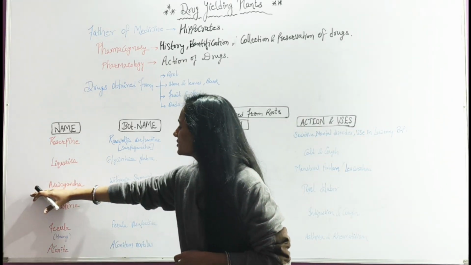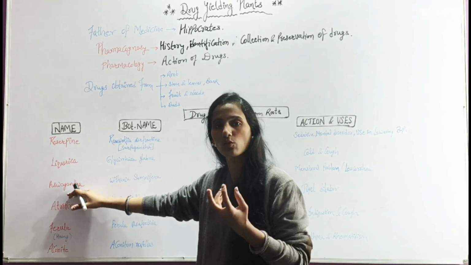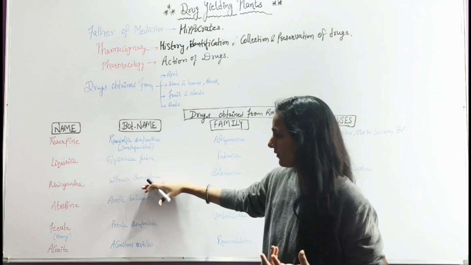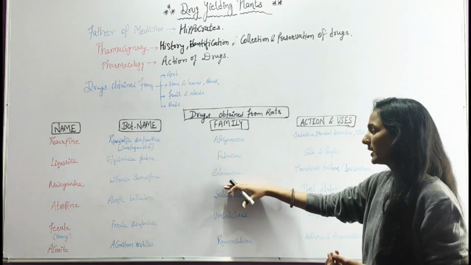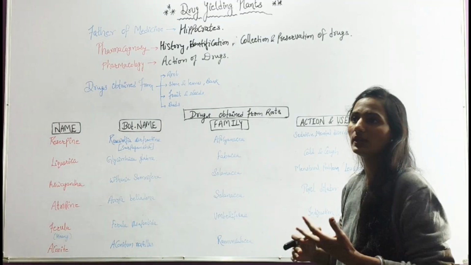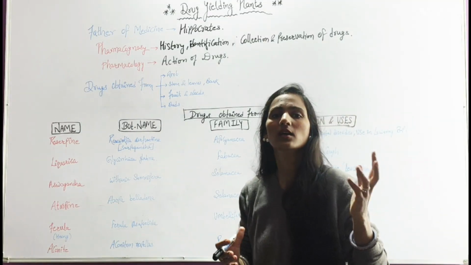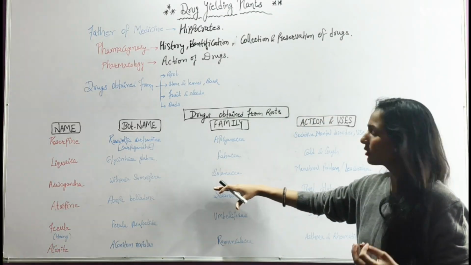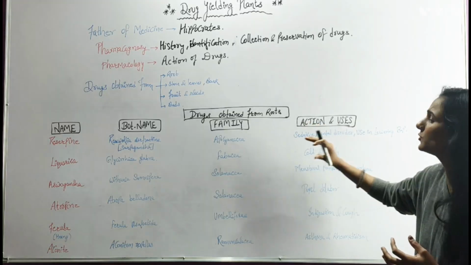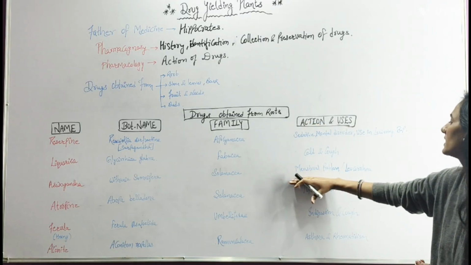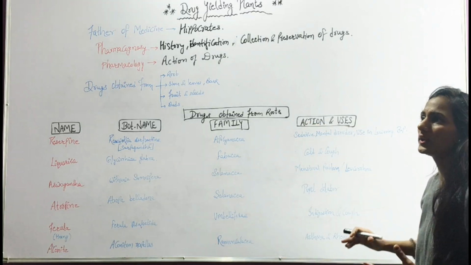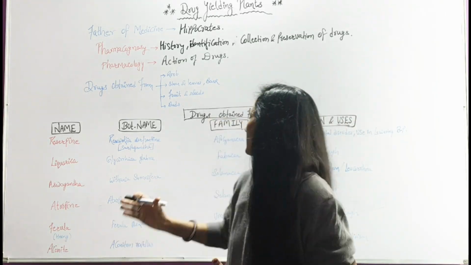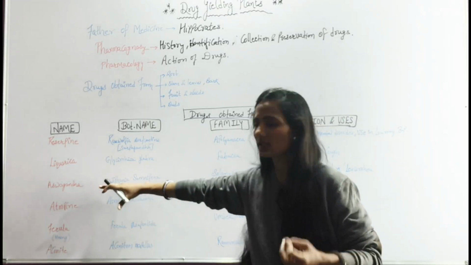And the third drug is ashwagandha, which is obtained from the roots of the plant. Its botanical name is Withania somnifera and it belongs to the Solanaceae family. In the Solanaceae family we also study different plants like potato and tomato. The action and uses of ashwagandha: it is used in menstrual problems and leukorrhea. The white discharge which mostly happens in the female body was treated with ashwagandha.